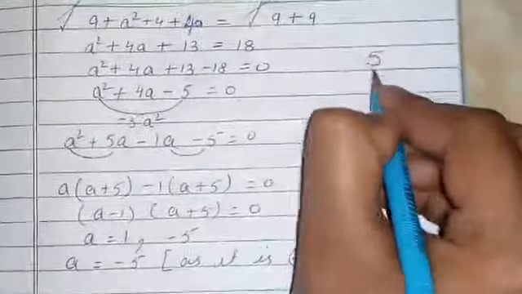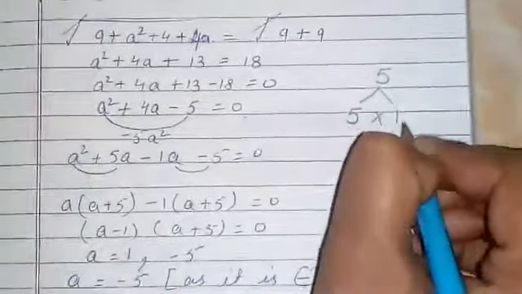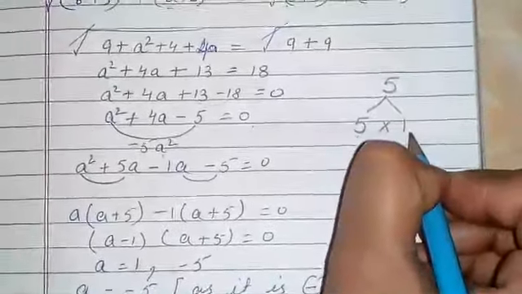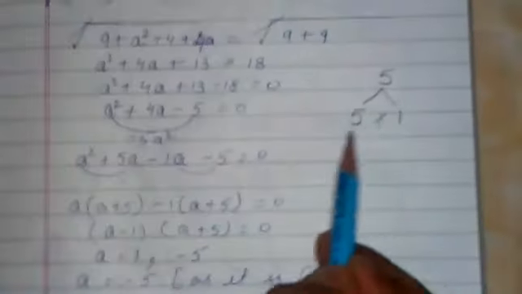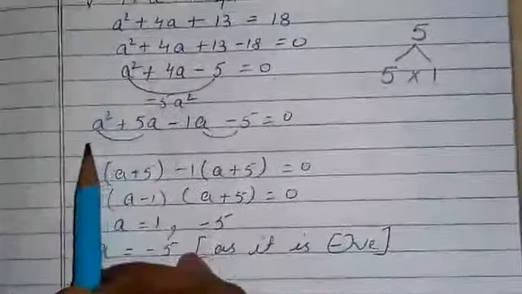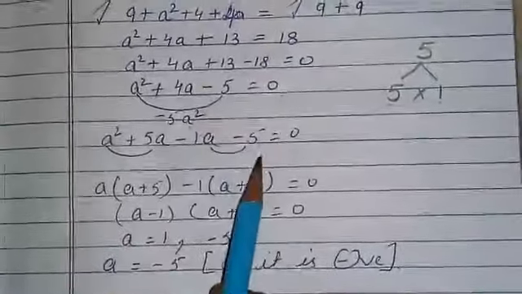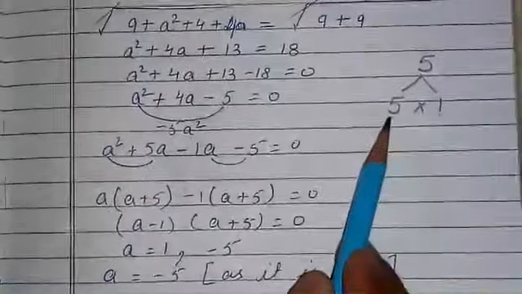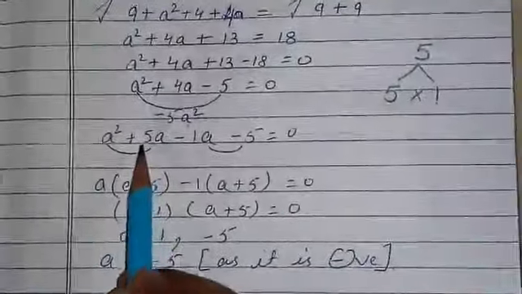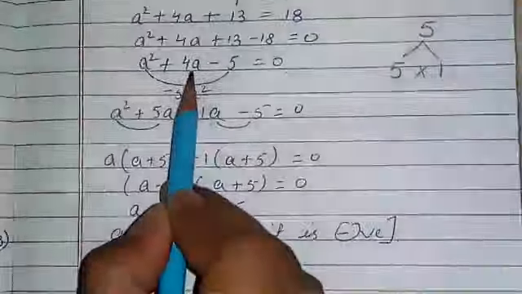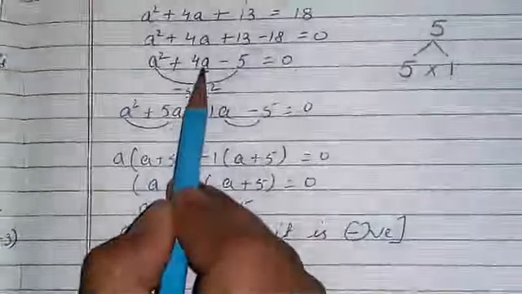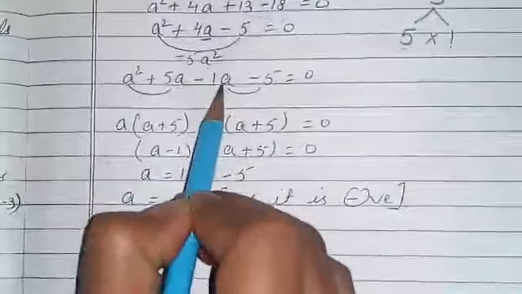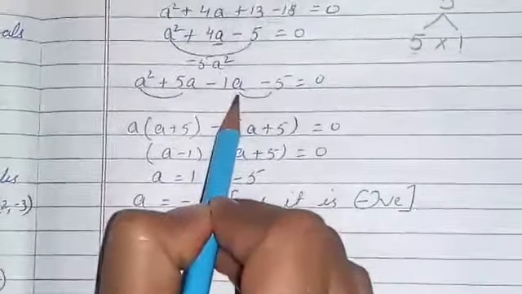What are the factors of 5? 5 multiplied by 1. 5 ones are 5 and 5 minus 1 is 4. That means this combination is satisfying our equation. So children, what will we do in the next step? First term as it is you have to write, last term as it is you have to write, and write the combinations which you have selected. Which combination? 5 and 1. So write here 5, write here 1, and use the same variable which is used. Which variable is used here? a. So write a with both the factors which you have written.